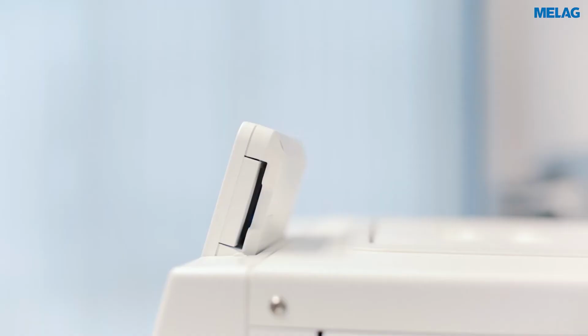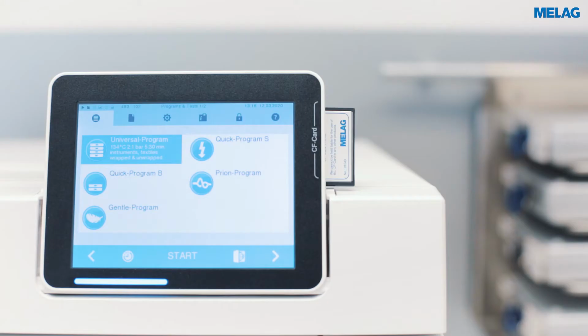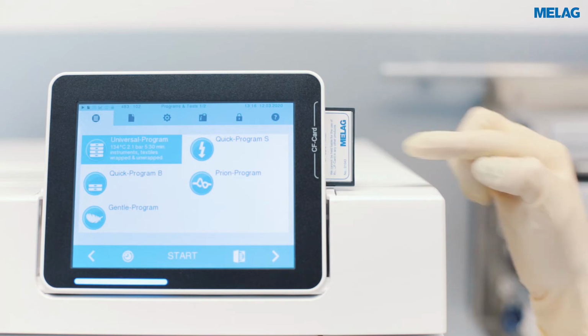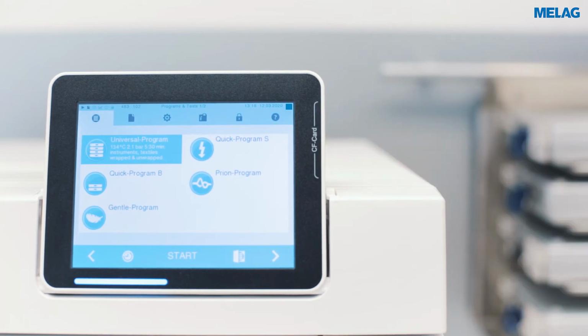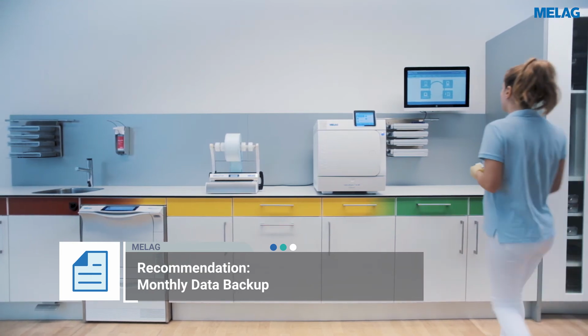The slot is located on the right-hand side of the display. When inserting the card, please make sure that the MELAG logo points forwards. If the CF card is inserted correctly, a blue square will illuminate in the upper corner of the display. We recommend outputting the CF card on a monthly basis for data backup purposes.